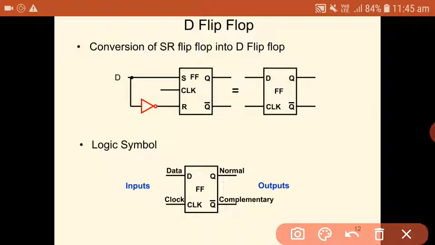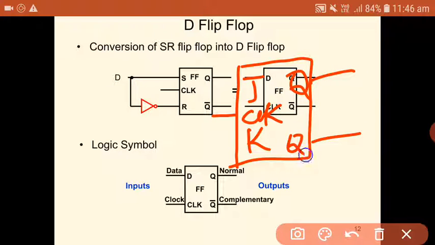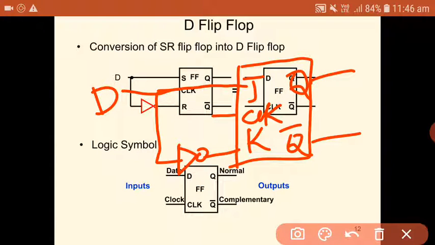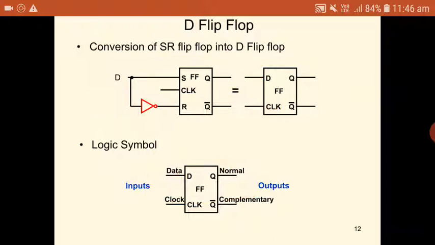For example, let us say this is the JK flip flop, this is the J input, this is the K input, clock will be there, and this is Q and this is Q bar. I am applying the D input to the J input and its complement to the K input, so that this also becomes a simple D flip flop. Are you understanding? So you can implement the D flip flop either with the help of an SR flip flop or a JK flip flop, anything is the same.